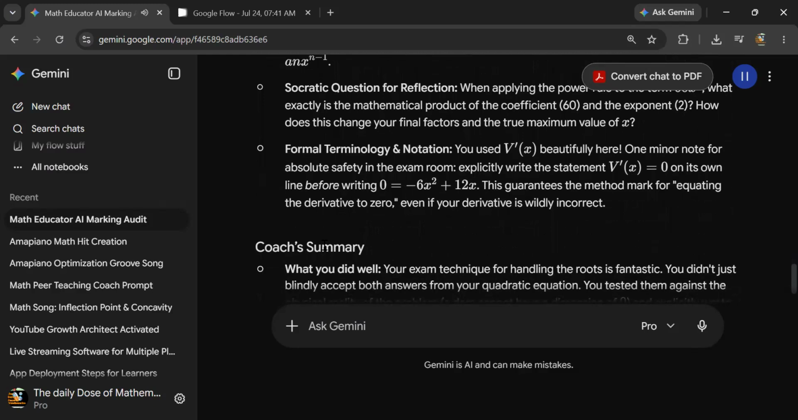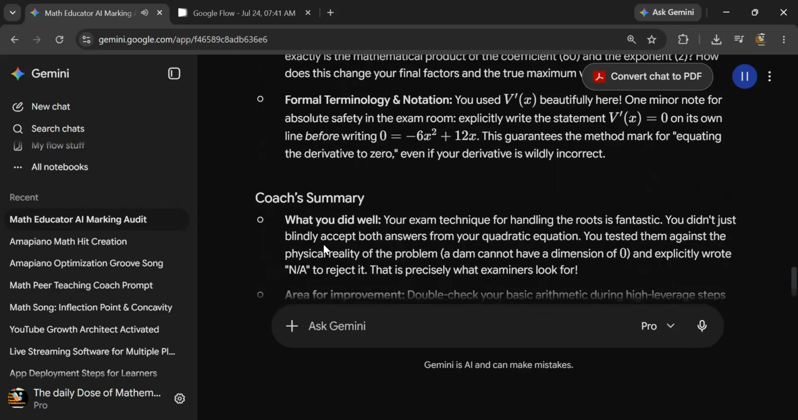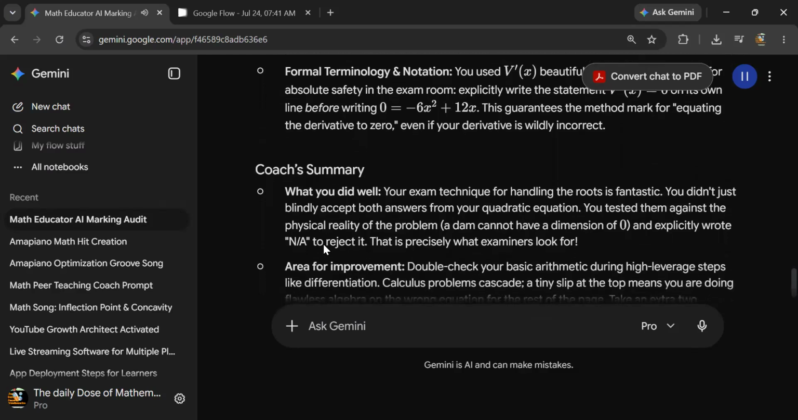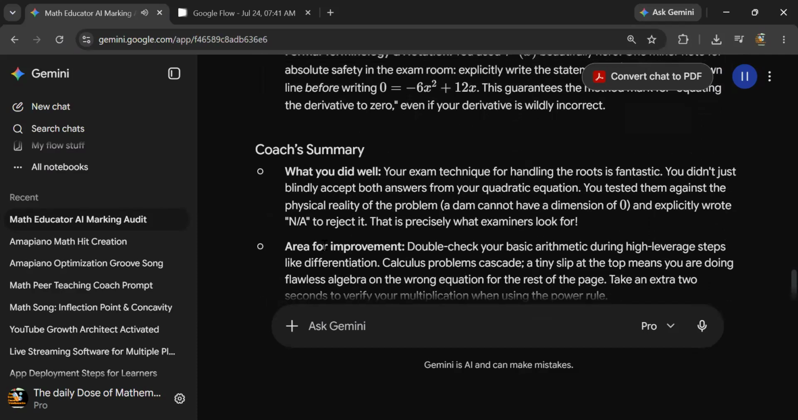Explicitly write the statement V'(x) = 0 on its own line before writing 0 = -6x² + 12x. This guarantees the method mark for equating the derivative to 0, even if your derivative is wildly incorrect.